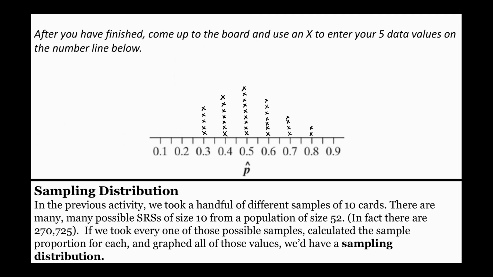Let's make some predictions. What do you think the picture would look like? Would it still be symmetrical? Would 0.5 still be the highest? Would the range get wider? What do you think? 0.5, 0.6 is going to be the high point. You think it'll get a little wider? Okay. All right, let's see.